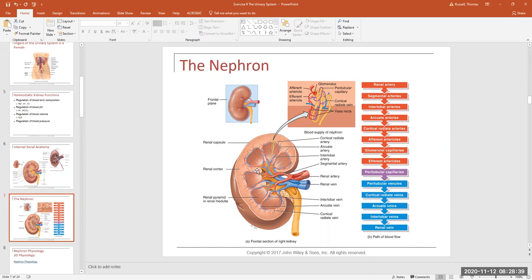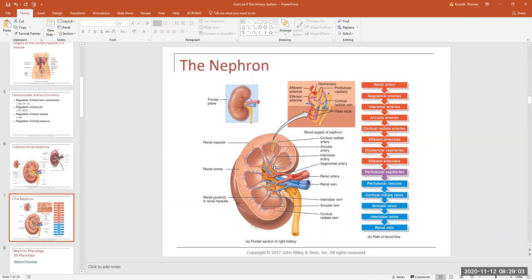So if there was a pointer on a model or a picture or anything, if it's pointing to a red vessel and it's in this column, it can only be one thing. It can only be the interlobar artery, right? If it's a red vessel out here and it's not the whole renal artery, it's got to be a segmental, because it goes renal, segmental, interlobar, right? And here they have it in the flow chart. You can look at it later.